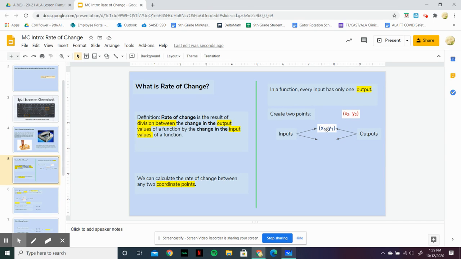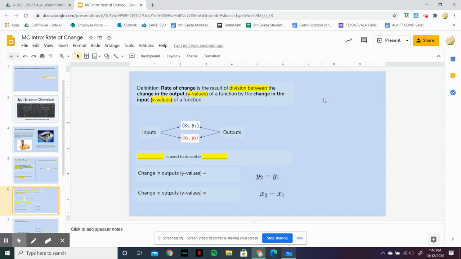And we're just using those footnotes, which are these little numbers down here, so we can keep the variables separate from each other. Our second point is x2, and it has an output of y2. Looking back at our definition, rate of change is the result of division between the change in the output, which are the y values of a function, by the change in the input, which is the x values of a function. So here we have our 2 points, x1, y1, x2, y2.